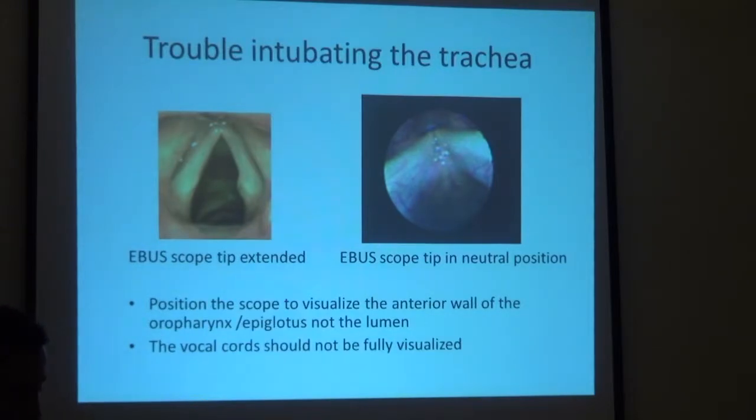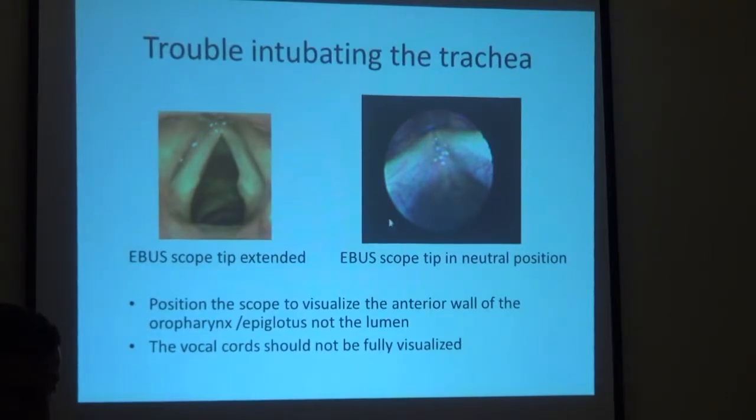So if you're seeing this, it means your scope is extended. This is what you need to see to be able to get through the vocal cords. Imagine as if you're sliding down the epiglottis. So once you see the epiglottis, you go under it, and then you try to slide down along the wall. Okay, and once you get there, all you need to do is flex your scope backwards, and you're inside the trachea. Then it becomes very simple.